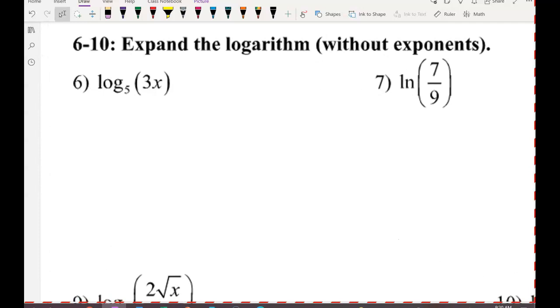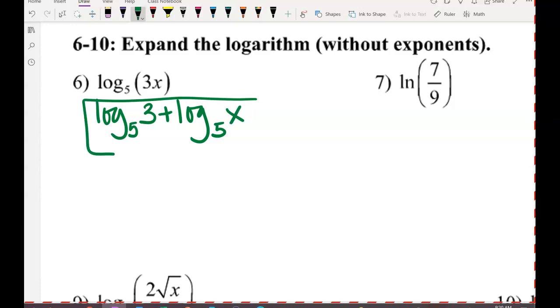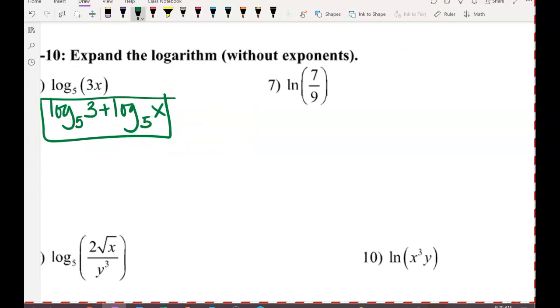Ooh, log base 5 of 3x. Multiplication in log will make it a what? Multiplication will now make it what? Addition. So log base 5 of 3 plus log base 5 of what? That's right. We can't simplify anymore. So guess what? We box it up. All right, you try 7. Everyone expand. Number 7.